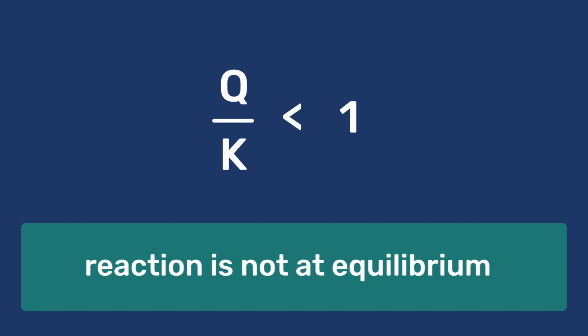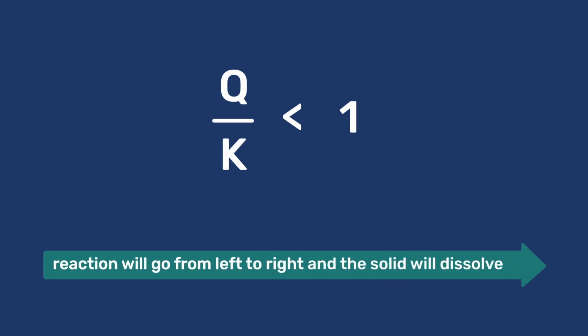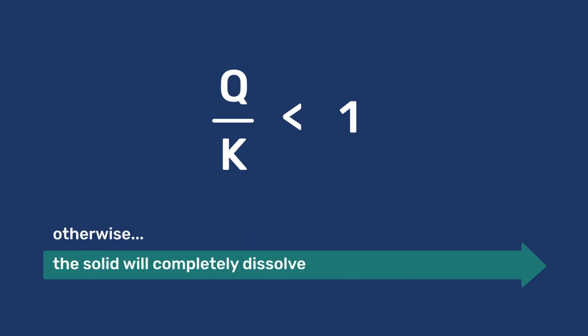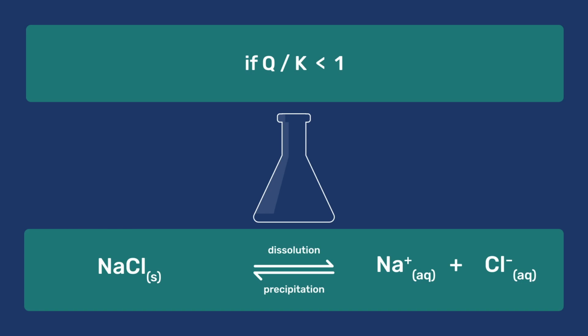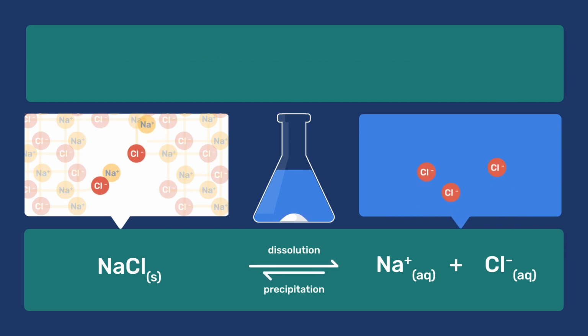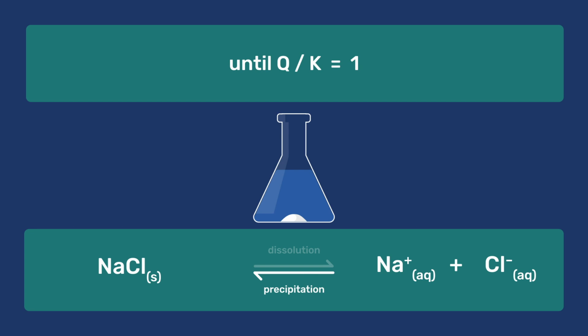If Q over K is smaller than 1, the reaction will go from left to right and the solid will dissolve. If enough solid is present, dissolution will stop when equilibrium is reached. Otherwise, the solid will completely dissolve. Let us consider our example, and in particular the case of mixing water with a large amount of sodium chloride. The solid will dissolve to release sodium and chloride ions into solution until equilibrium concentrations are reached. Dissolution stops, and the excess sodium chloride remains as a solid.